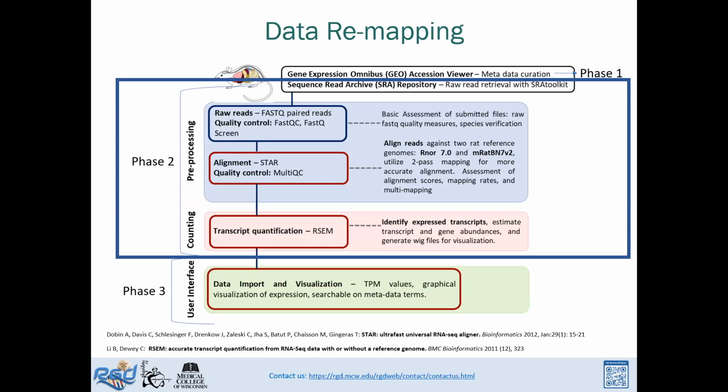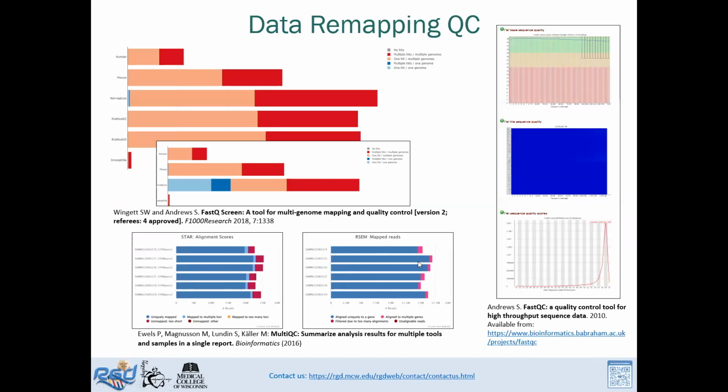The aim of phase 2 is to remap to a common and most recent assembly. We're working on a pipeline right now and assessing that. There are some common quality control tools built into this workflow that we're testing.